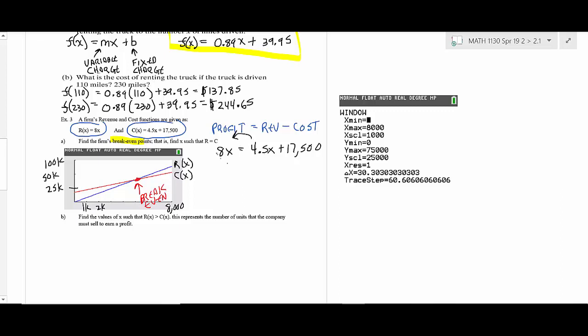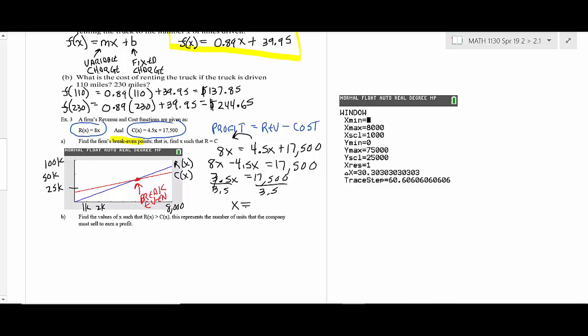You just would move the 4.5, so you'd have 8x minus the 4.5x is going to be equal to 17,500, okay? And then that would be 3.5x equals 17,500. Then you can divide by 3.5, and then that'll give you the x value.